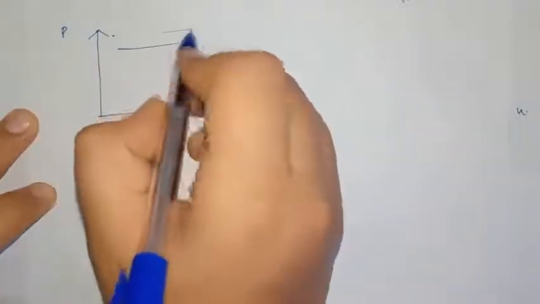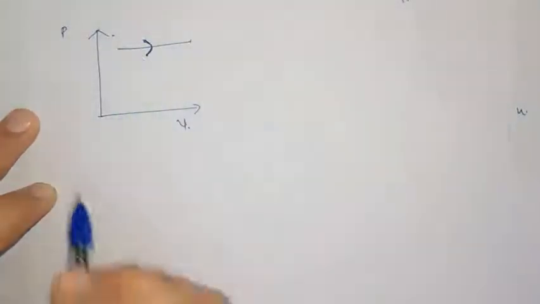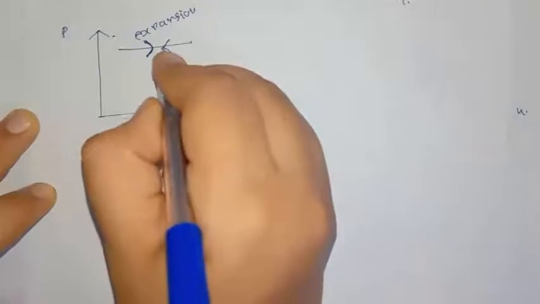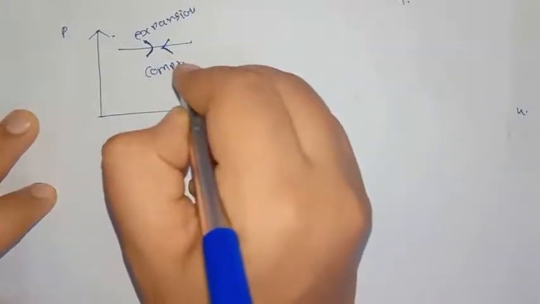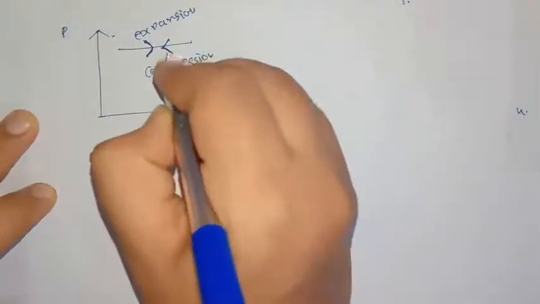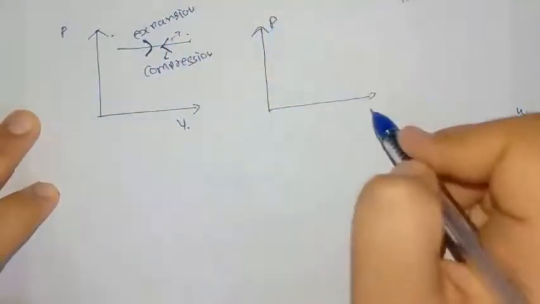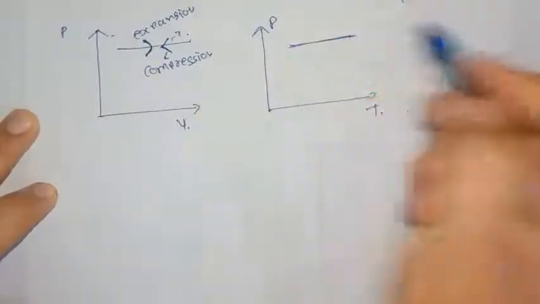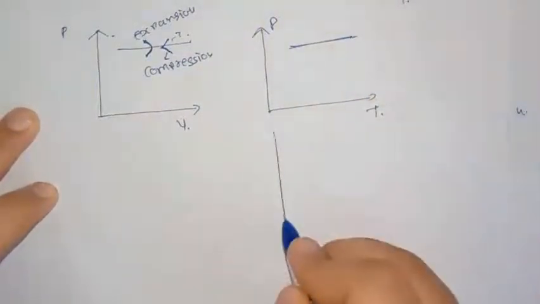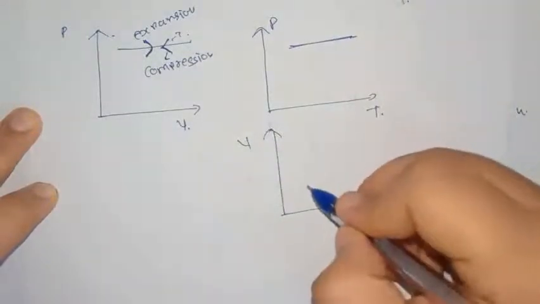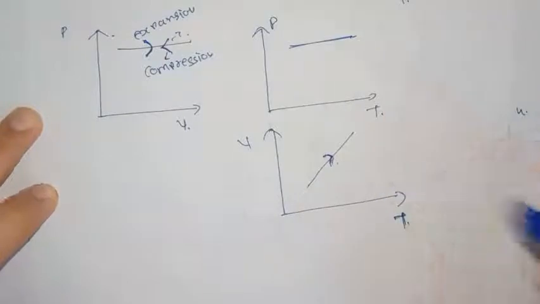First, we can draw the PV graph. This is isobaric expansion, and this is isobaric compression. On the PT diagram, it can be denoted by a horizontal line. On the VT graph, it can be represented by a line having constant slope.